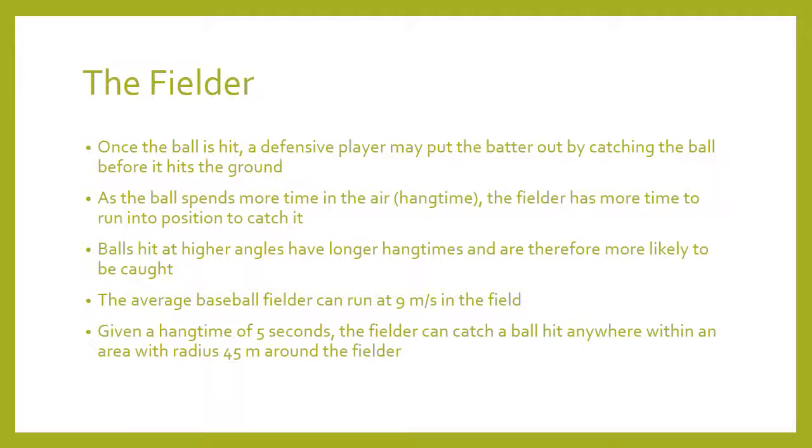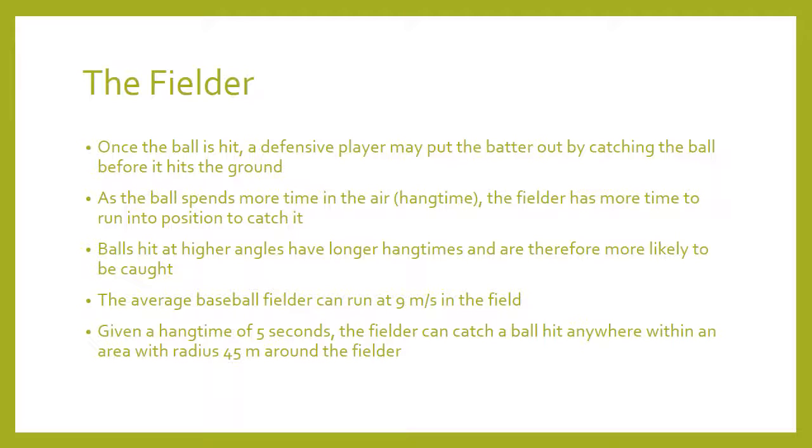Now let's talk about what the defensive players have to do. Once the ball is hit, a defensive player can put the batter out by catching the ball before it hits the ground. So, as the ball spends more time in the air, that's known as its hang time, the fielder has more time to get into position to catch the ball. Therefore, he can cover more ground and get to a ball that's farther away from him. That's why balls hit at higher angles are more likely to be caught than line drives.